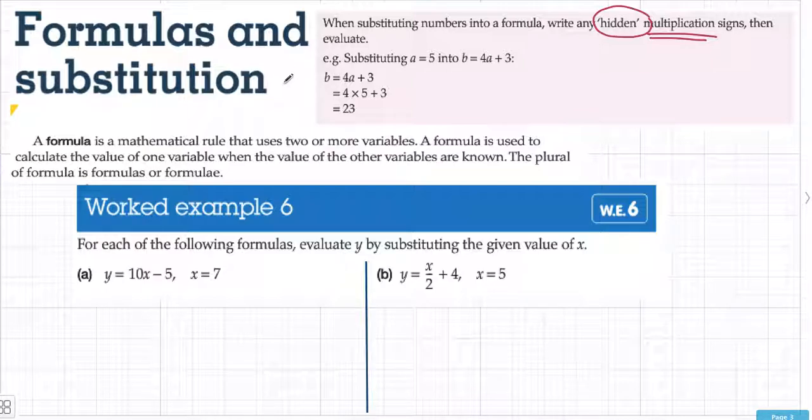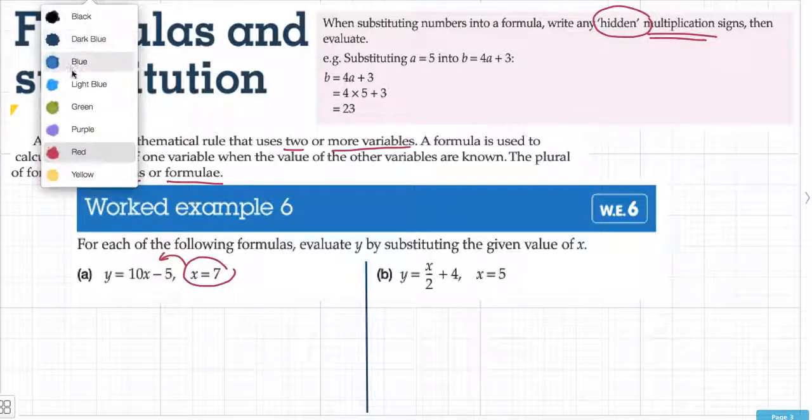Now a formula is a mathematical rule that uses two or more variables. Remember, variables are letters that are used. The plural of formula is actually formulas or formulae, if you want to be very fancy about it. So we're going to look at this mathematical formula here, y equals 10x minus 5. And we have a comma and then this thing here. Now this value is the value we're going to substitute into this formula. So this is the thing to substitute, this is the formula, the part with the equal sign.